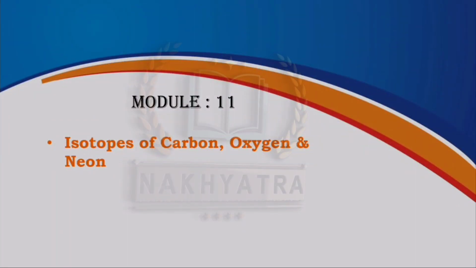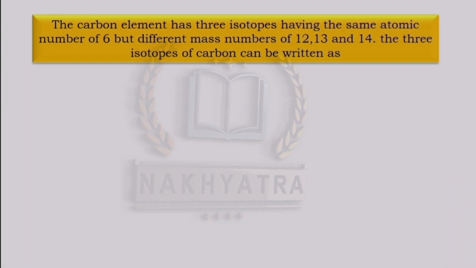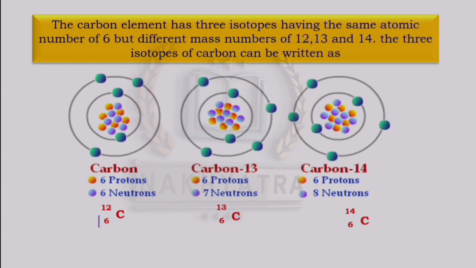Next we will see isotopes of carbon, oxygen and neon. Now see, the carbon element has 3 isotopes having the same atomic number of 6 but different mass numbers of 12, 13 and 14. Now see, these are the 3 isotopes of carbon. So from here we can see that they have the same atomic number of 6 but different mass numbers.